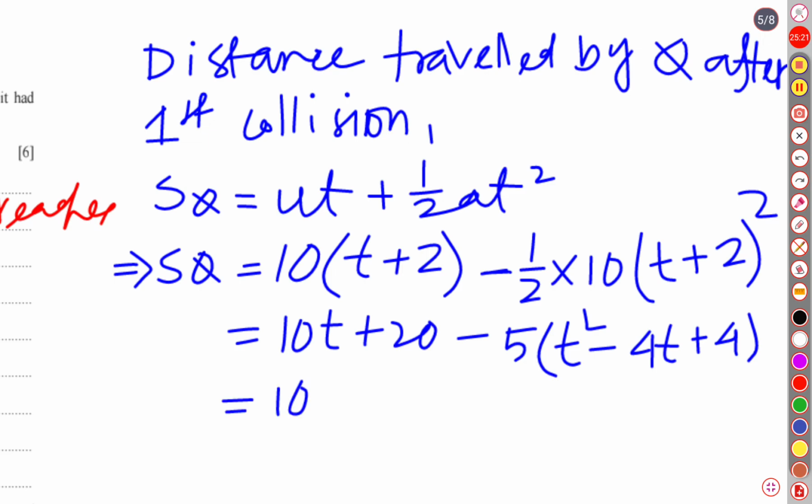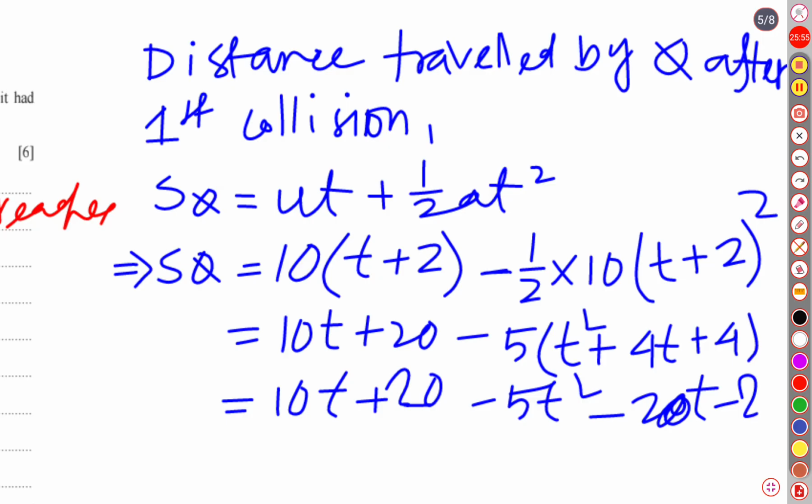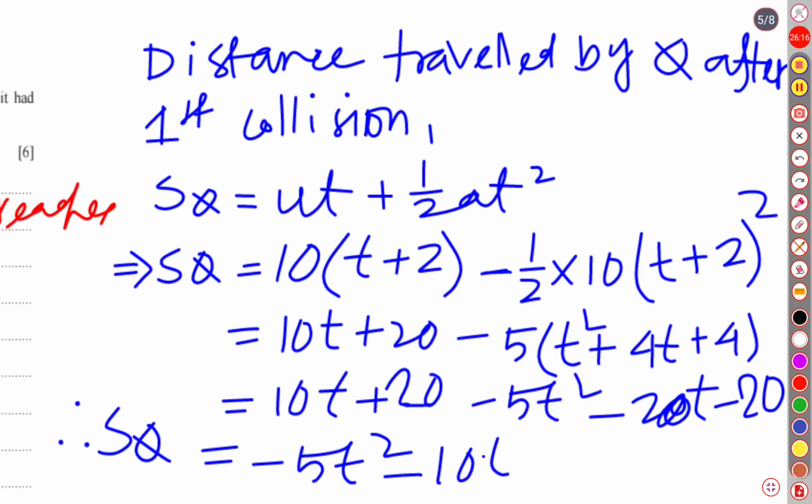If we simplify, it is 10t plus 20 minus 5t squared minus 20t minus 20. Well, if we simplify, the distance traveled by Q is going to be 10t plus 10t, and minus 5t square, and 20 and 20 cancel each other. So this is the displacement traveled by Q.